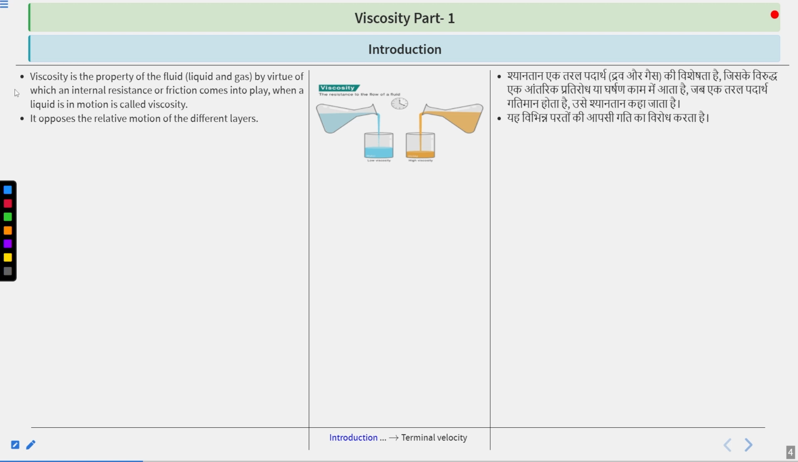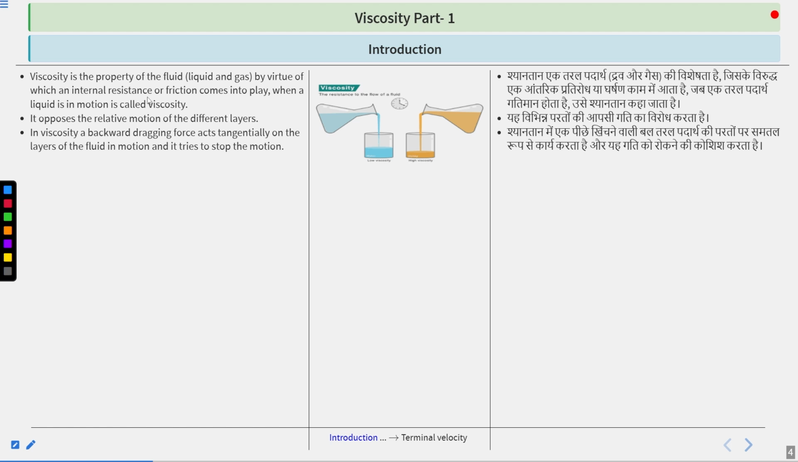As I have told you, fluids, mainly liquids and gases, have different layers. Whenever they are in motion, their different layers are in motion. These different layers face a relative motion, and that relative motion is being resisted by the internal resistance or friction that we call viscosity. In viscosity, a backward dragging force acts tangentially on the layers of the fluid in motion and tries to stop the motion.